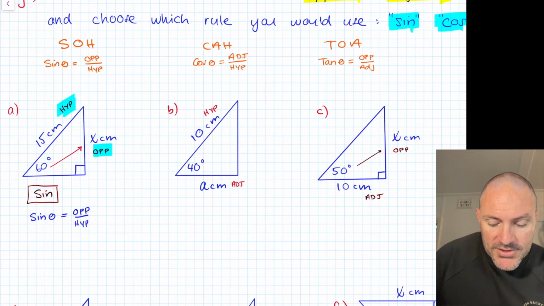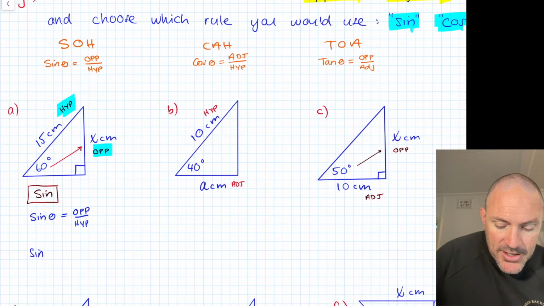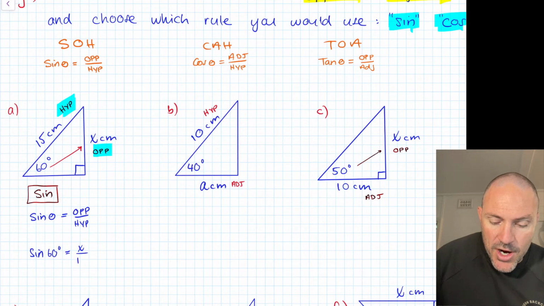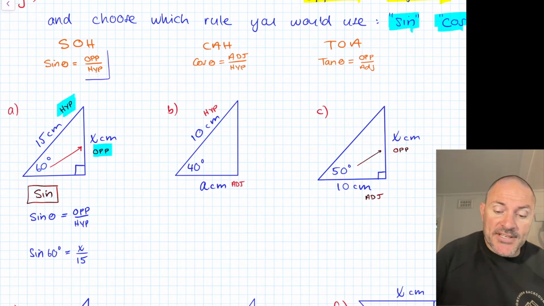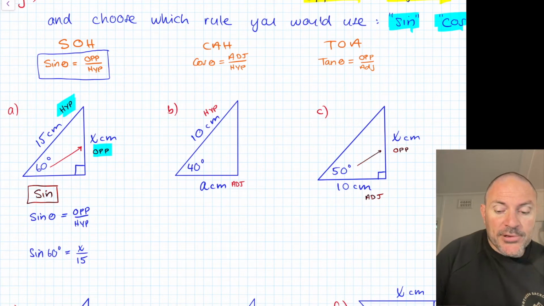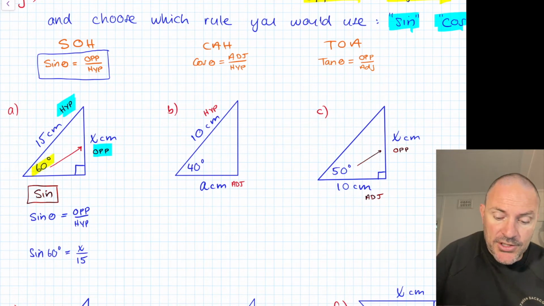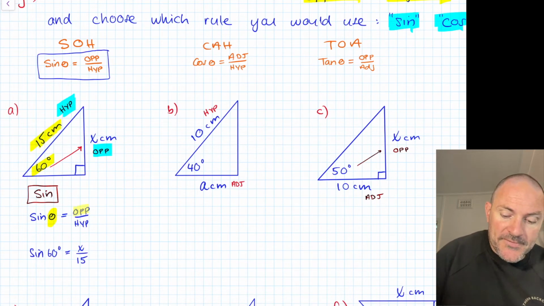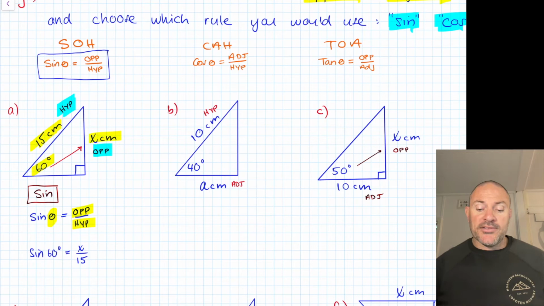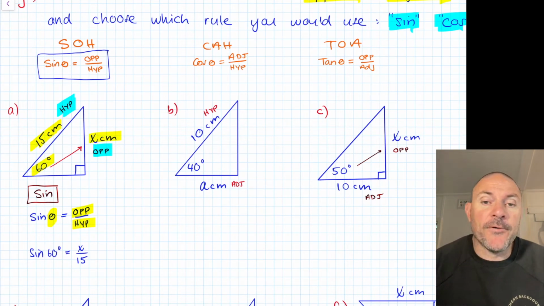That's my rule, of course. You might like to write out sine 60 degrees equals the opposite side over the hypotenuse side. You can do that if you want, but we're jumping a bit, but that's okay. So all I've done there is I've taken my rule and I've placed in the three pieces of information. The 60 degrees where the theta went, I put the 15 where the hypotenuse was, and the x, of course, where the opposite was. And we just plug those in. That's a good thing to start doing if you feel up to it.